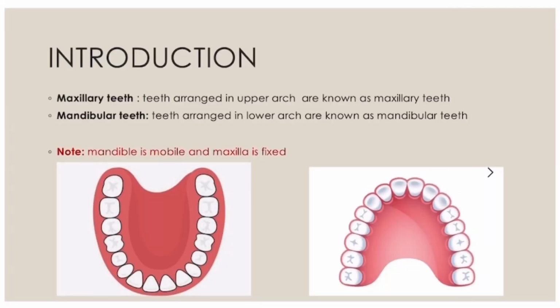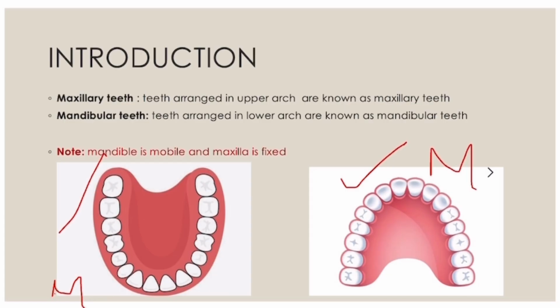Okay, now let's start with the introduction. So here we can see the arches. So what are maxillary teeth? Maxillary teeth are the teeth which are arranged in the upper arch. Okay, and now what about mandibular teeth? Mandibular teeth are those which are arranged in the lower arch, which is known as the mandible. Note that the mandible is mobile and the maxilla is fixed. Here, this one is the maxillary arch, and here it's the mandibular arch.